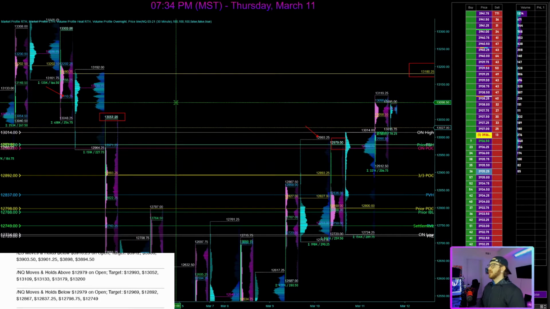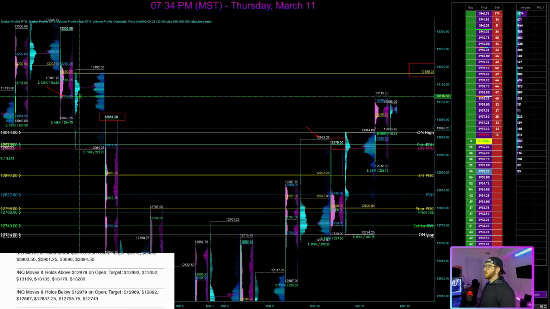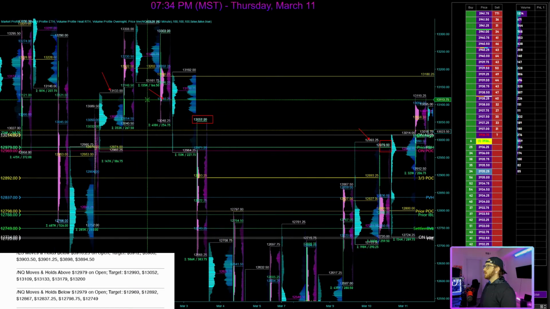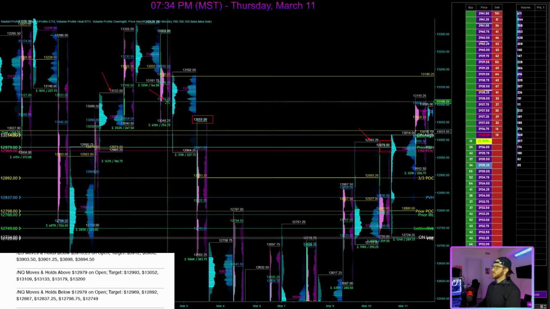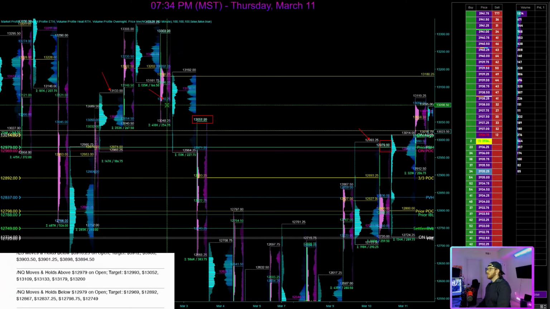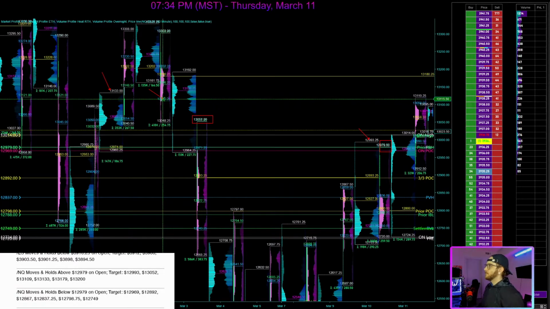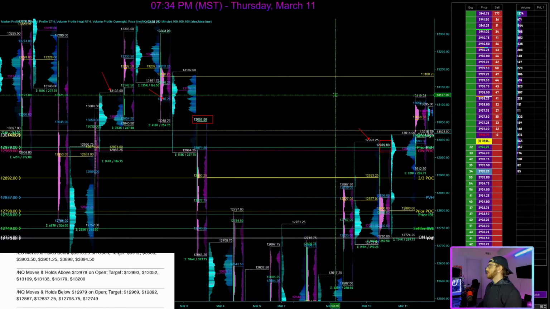So the third upside target that was hit was 13,109. 13,109 was the value area low from the March 2nd session. Again, the TPO, or the ticks per level setting, was changed a little bit, so it's off by about a point or so. But this was our final upside target that was hit.